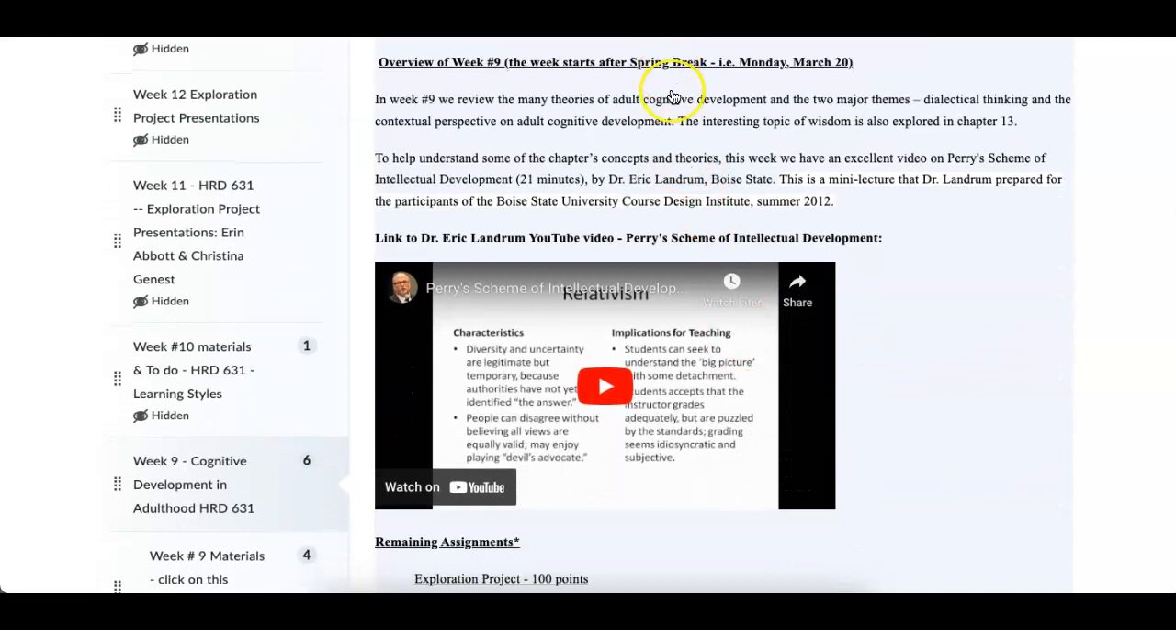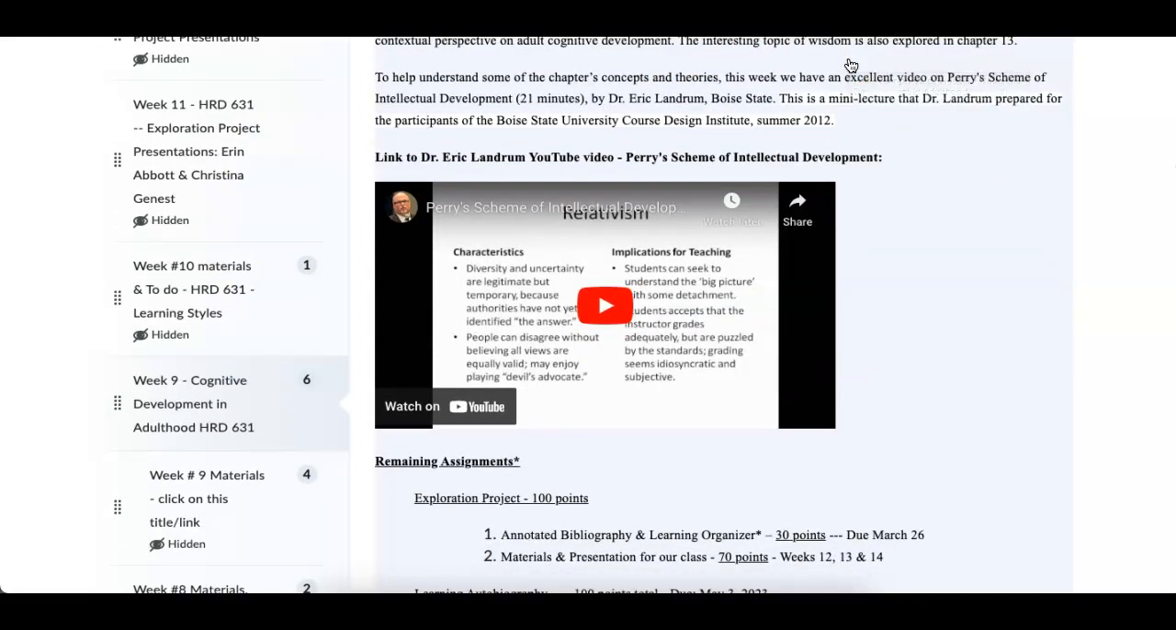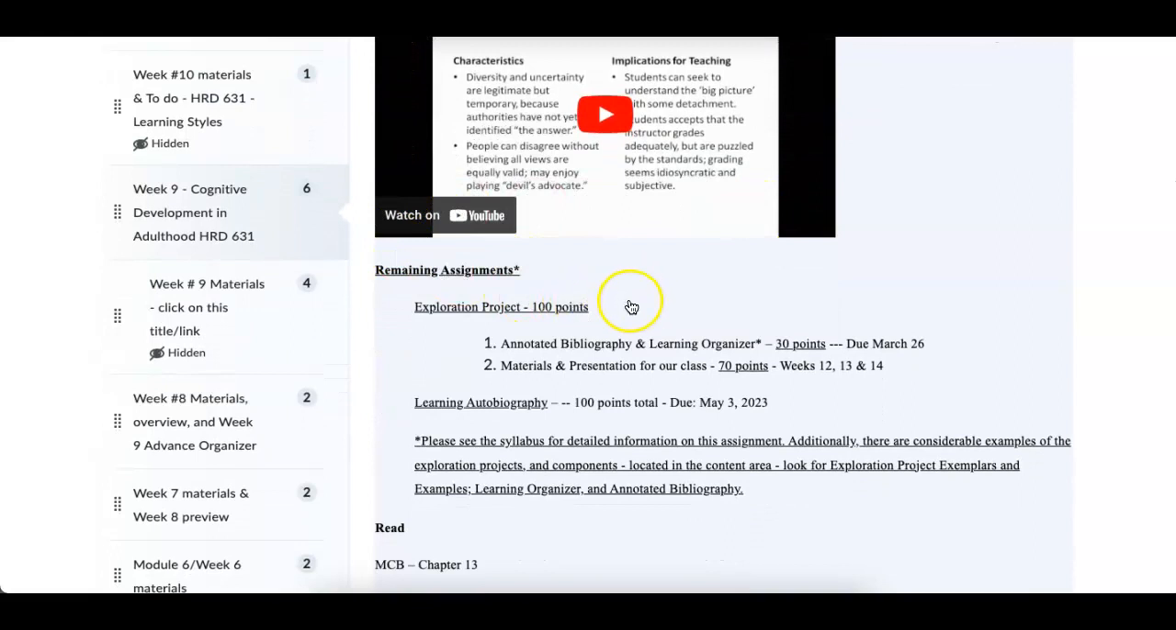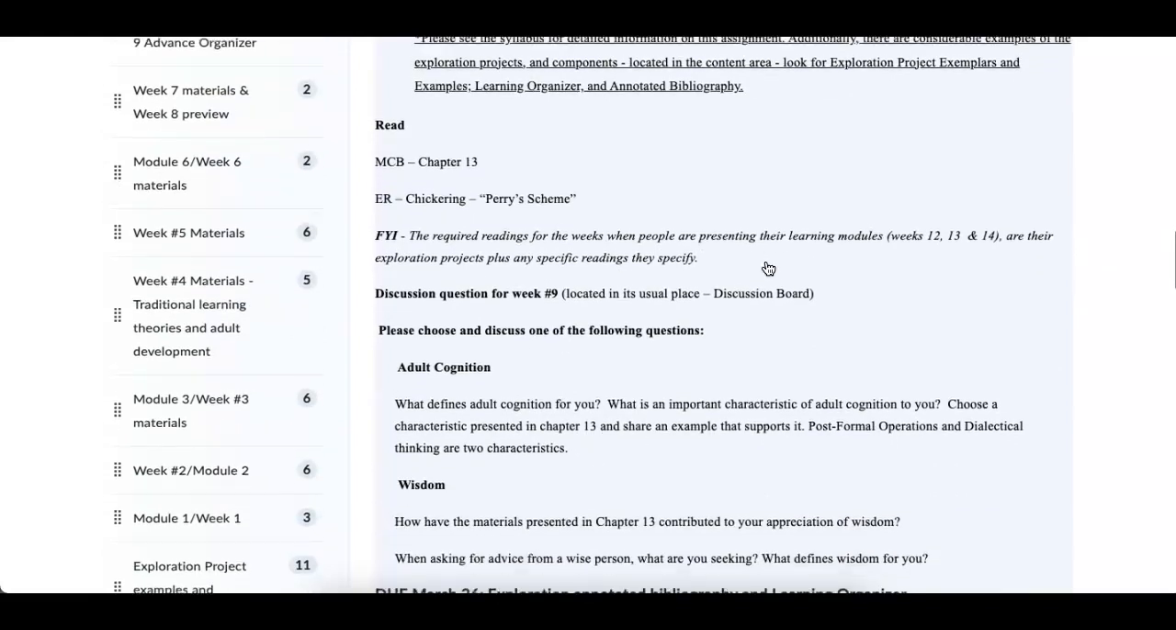So we're after spring break, as you know. We start Monday, March 20th. So I'd like you to do a few things. Well, first of all, I mentioned the reading. I'd like you to take a look at Perry's scheme of intellectual development. Remaining assignments, we have the annotated bib and learning organizer due next Sunday, with materials in weeks 12, 13, and 14. This is where you actually present your materials to the class. You facilitate our learning. I'll have more information on that coming up. The learning autobiography, May 3rd. More information on that coming up also.